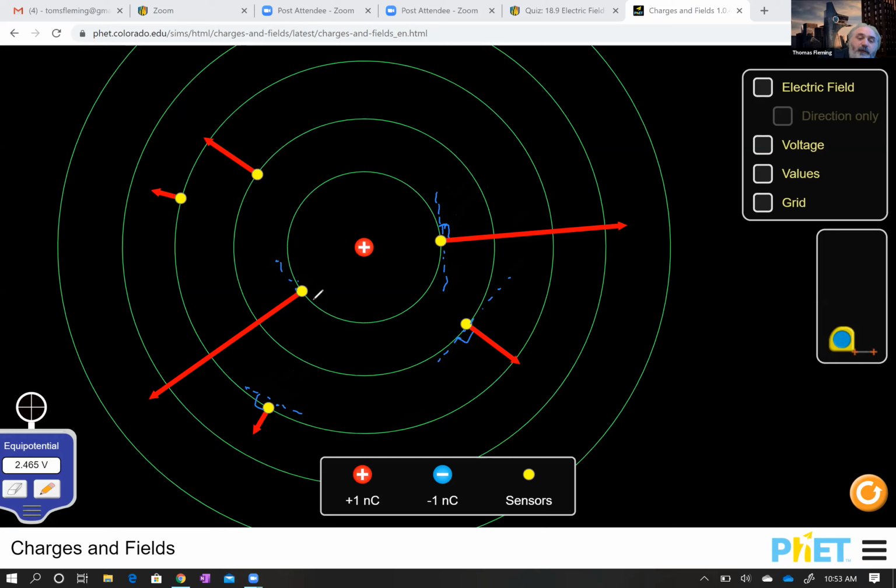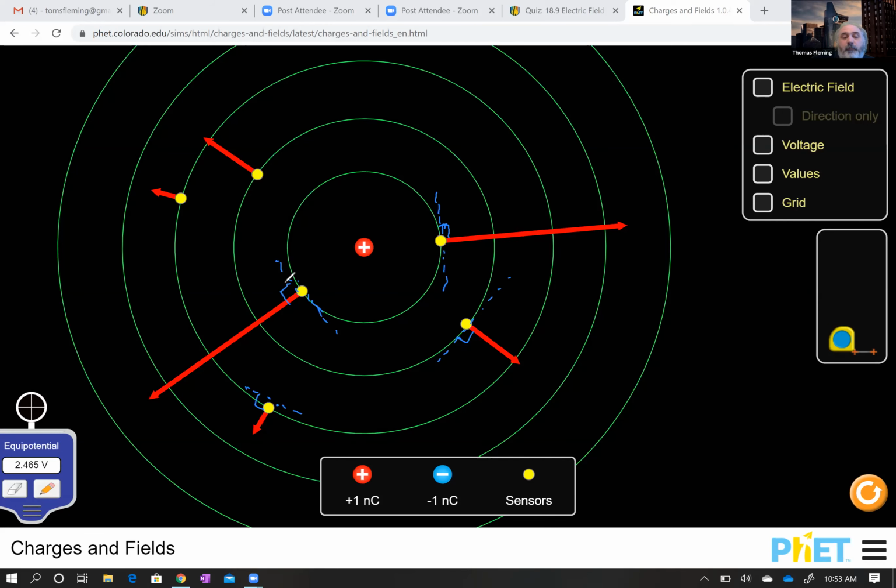Everywhere on the equipotential surface, my electric field is always perpendicular to the tangent of that equipotential surface. Now, to see why that is, remember that the electric field always points the same direction as my force. But on the equipotential surfaces, if you move around the equipotential surface, you're never doing any work.